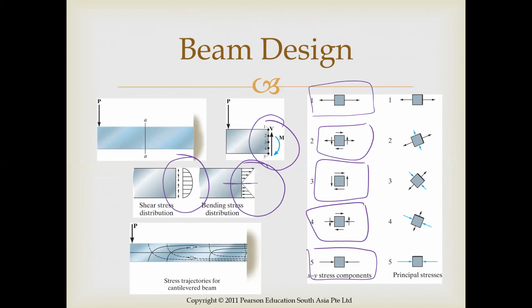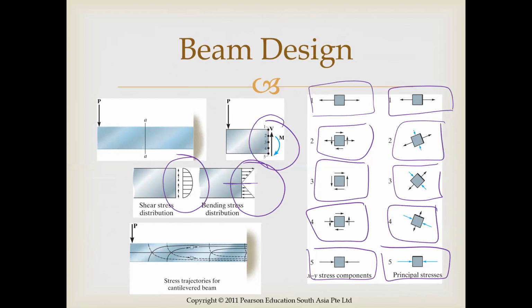You can then calculate your principal stresses. So for the top and bottom, those principal stresses are already known. That's just your normal stress. At the middle, your principal stresses are going to be rotated at a 45-degree angle. And then in between, you have some lesser rotation.